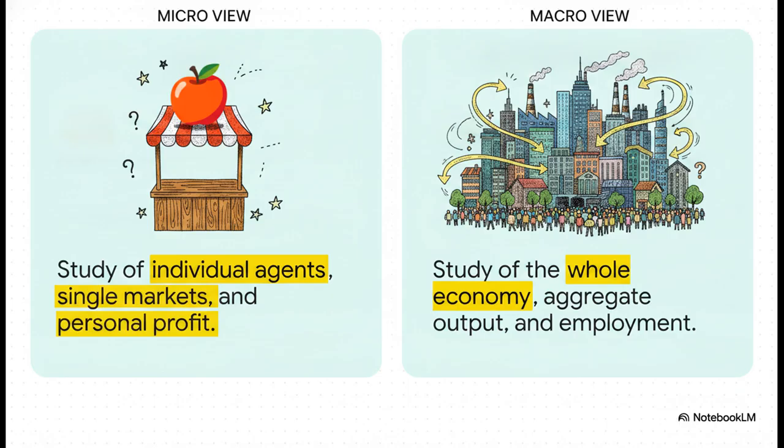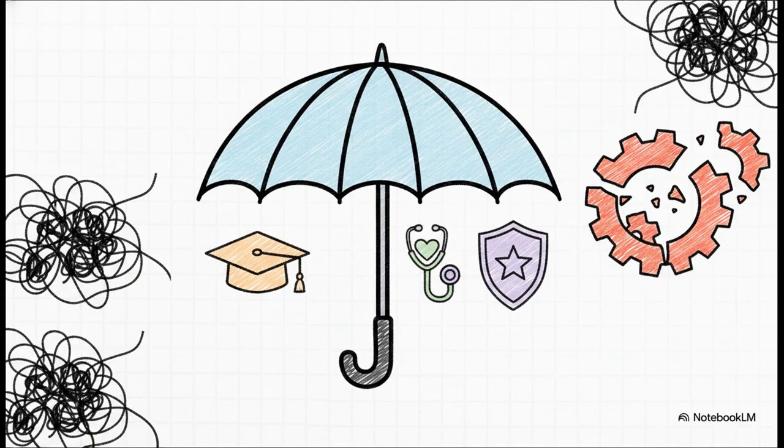Instead of looking at the price of an apple, macro looks at the general price levels of all goods combined. Instead of checking if a local factory is hiring, macro asks about the overall employment levels of the entire nation. It basically groups things together into aggregates to spot these massive trends that individuals simply cannot control. So why did economists eventually realize this micro view just wasn't enough?